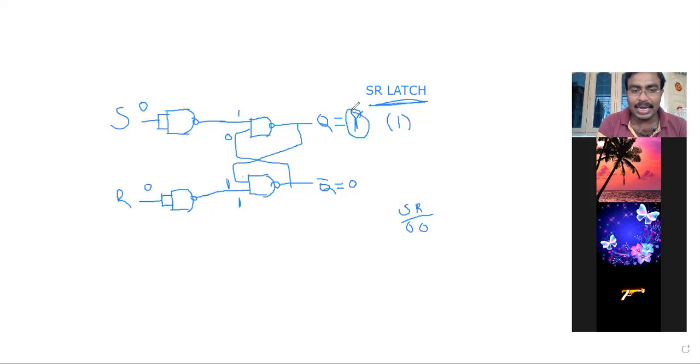Once again, I'm saying when S is equal to 0 and R equal to 0, your output or next state will depend on the present state.